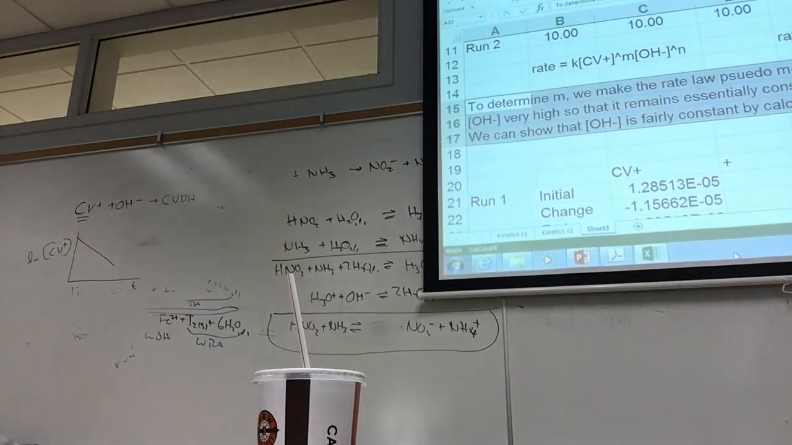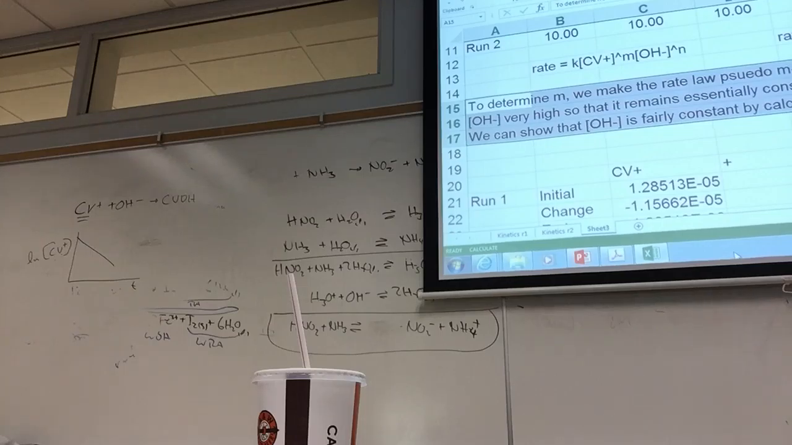In this reaction, what did you have to do first before you could determine the order of the CV? You had to make hydroxide very high. In other words, you had to make it pseudo first order. Otherwise, the hydroxide ion concentration would change and potentially screw up your rate. What you see in the graph is the overall order, not the individual order.